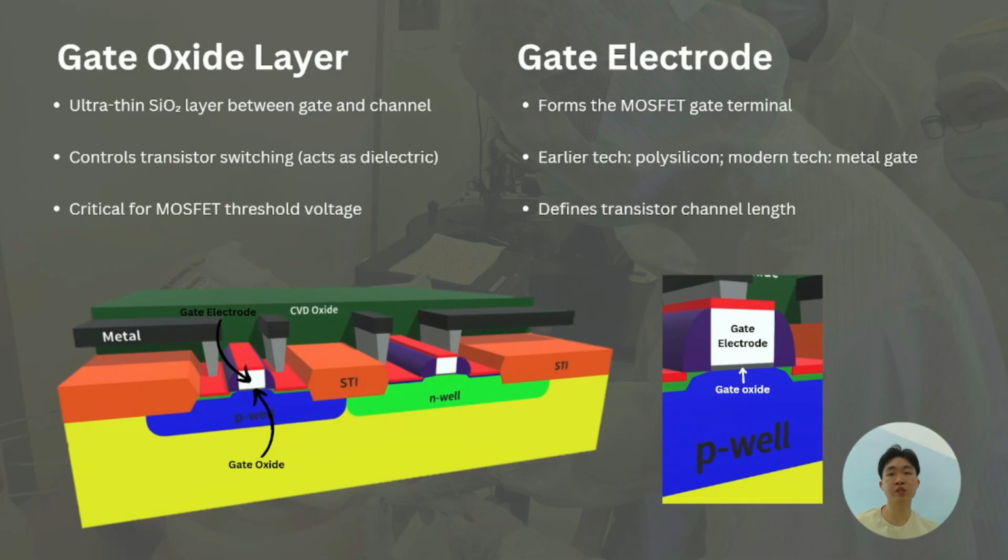Next, we form the gate structure, which controls how the transistor switches. First, a very thin gate oxide is grown to act as insulation. Then, a layer of polysilicon or metal is deposited and patterned to form the gate electrode. The gate controls the current flow beneath it, turning the transistor on or off depending on the input voltage.